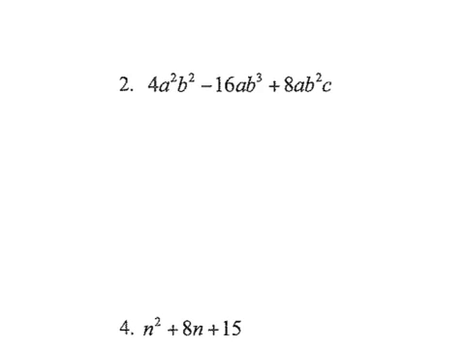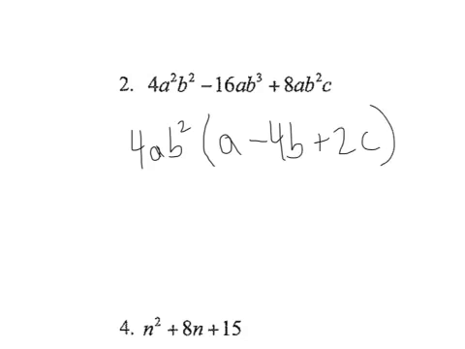Number 2, we can take a 4 out of all those numbers. They can all be divided by 4. They each have one a, and they each have two b's. So the first term, all that's left is an a, minus sign. 4b is left of the second term. 2c is left of the third term.